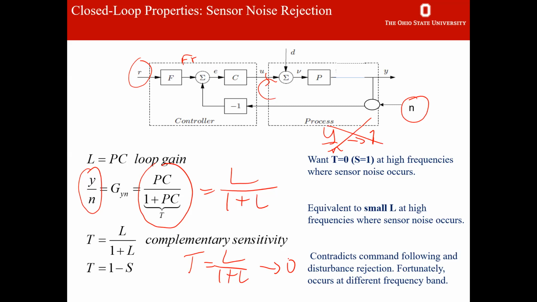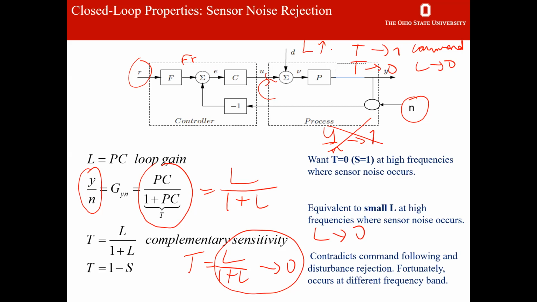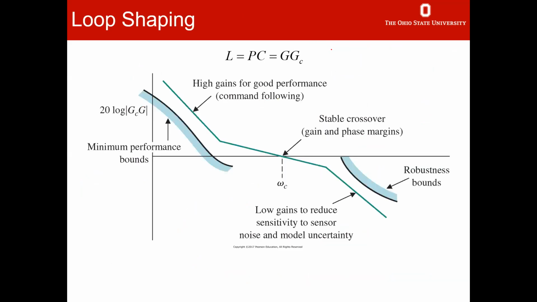Unfortunately, I cannot do this and command following at the same time. One says T should go to 1. The other one says T should go to 0. Command following says this should go to 1. And here, if I want this to go to 0, L should go to 0, whereas for the other I want L to become large. I can't do this unless these constraints are at different frequencies, which I can take care of.